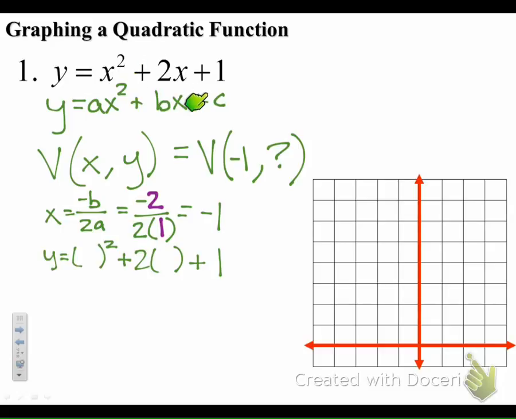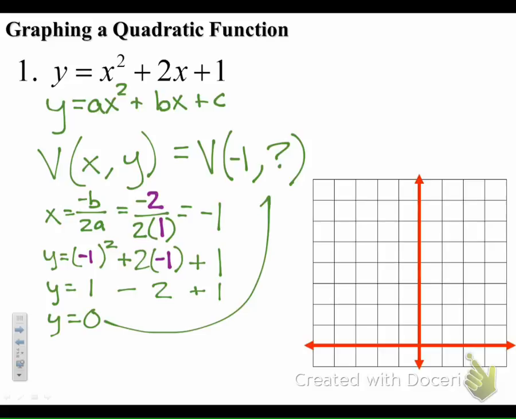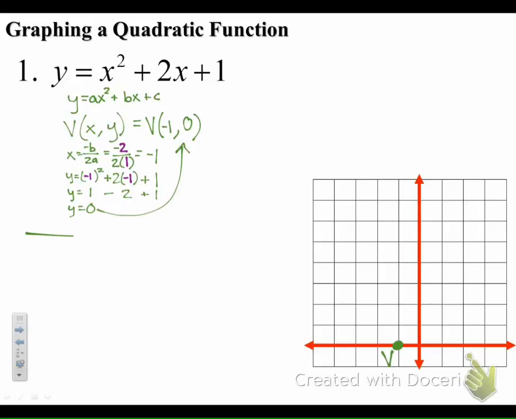Using the original equation, we're going to plug in -1 to figure out what our y-coordinate is. So we get 1 minus 2 plus 1. We're looking at 0. So going back up, our vertex is actually going to be -1, 0. Let's plot that point. And let's put a V by it. That was all just the first step.